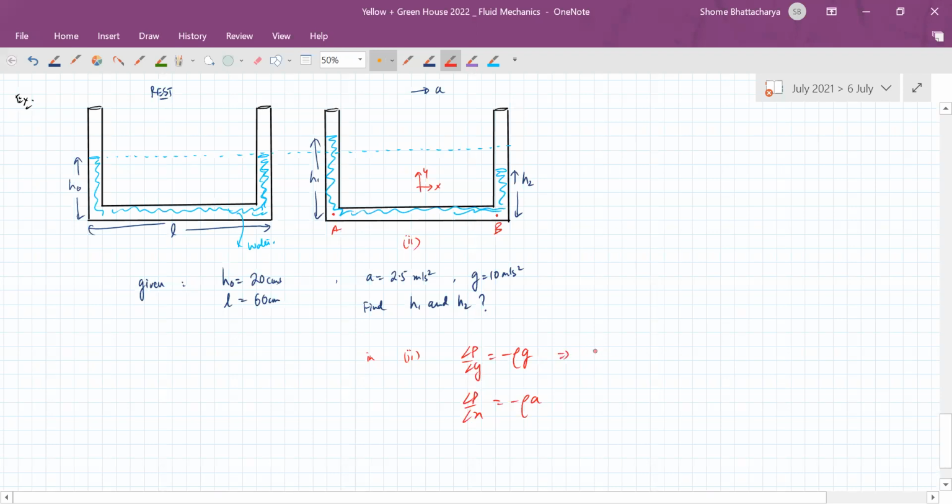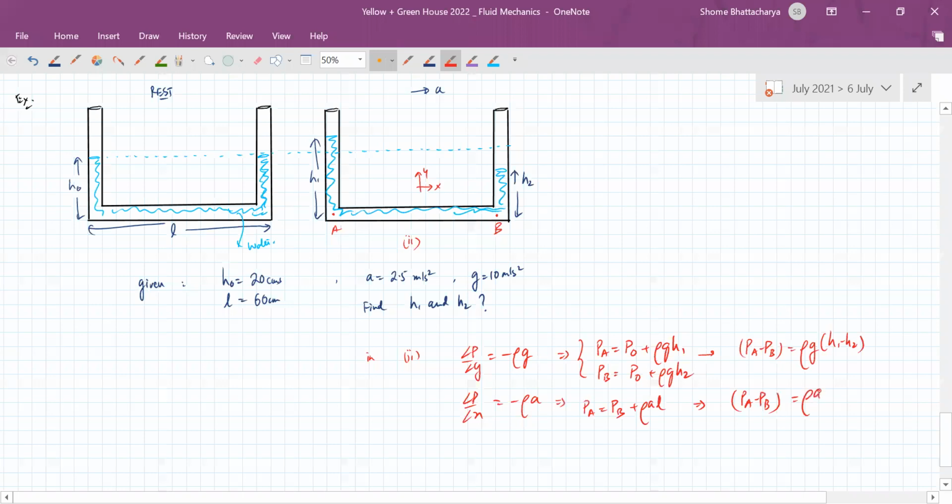So this will tell us, for example, that pressure at the point A should be equal to atmospheric pressure plus rho g h1, and pressure at the point B should be equal to atmospheric pressure plus rho g h2. This information will come from the vertical pressure gradient, and from this we can see the pressure difference should be equal to this much. But we will also get directly that pressure at the point A will be equal to pressure at the point B plus rho a L. So the same pressure difference is equal to rho a L.